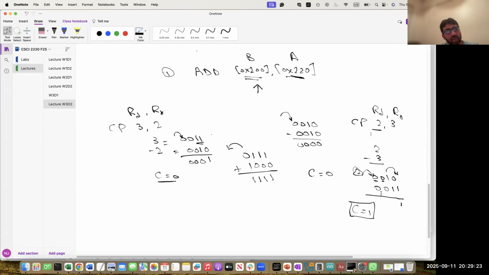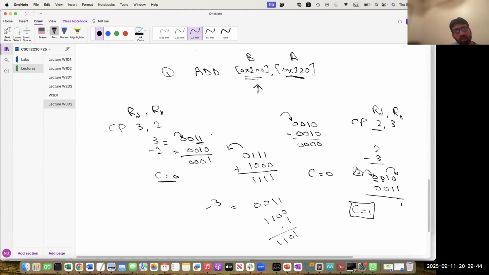However, if I treat them as signed numbers, then I first need to convert minus 3 to its 2's complement form. So minus 3 will be: first I need the binary of 3, then I do 1's complement, then I add 1 to it, so it becomes 1 0 1 1. So this will be the 2's complement.